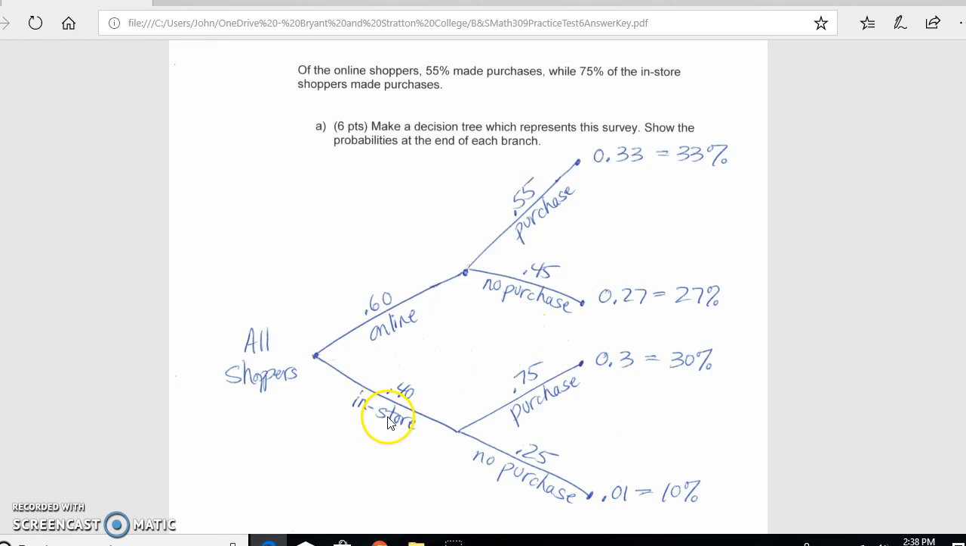And we continue with the other branches down here. We take the 0.40 times the 0.75, that gives 0.3 or 30%. 30% of the shoppers on that day were in-store and they made purchases. And then we take 0.40 times 0.25 and we get 0.10 or 10%. 10% of the shoppers were in-store and they made no purchase.